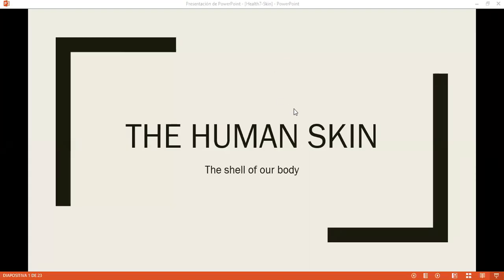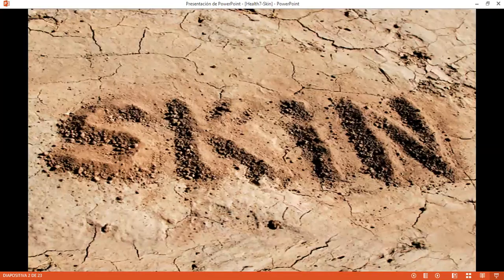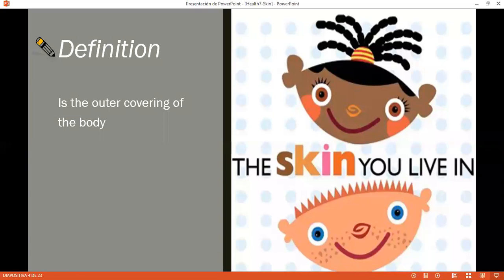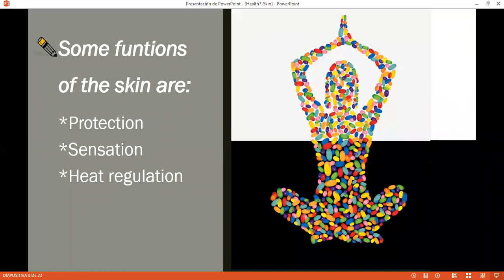Today, we are going to be talking about the human skin. The human skin is the largest organ in your body. It covers all of your body. The human skin is defined as the outer covering of the body. Some of the functions of the skin are protection, sensation, and heat regulation.